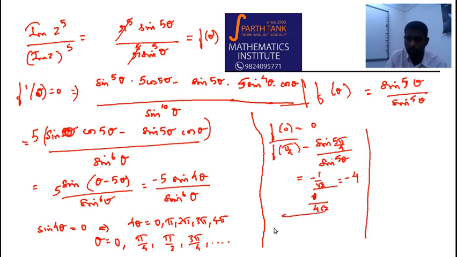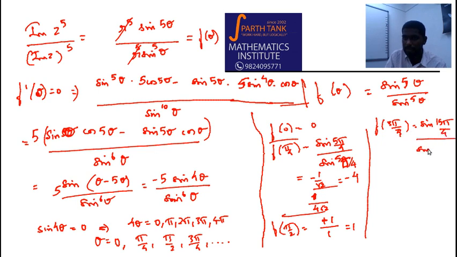Then if you go for f of pi by 2, this is going to become sine 5 pi by 2, which is plus 1, excuse me, and sine pi by 2 power 5. Sorry, sine pi by 2 power 5 is again 1, so 1. Then what about 3 pi by 4? This becomes sine of 15 pi by 4 upon sine power 5 of 3 pi by 4.